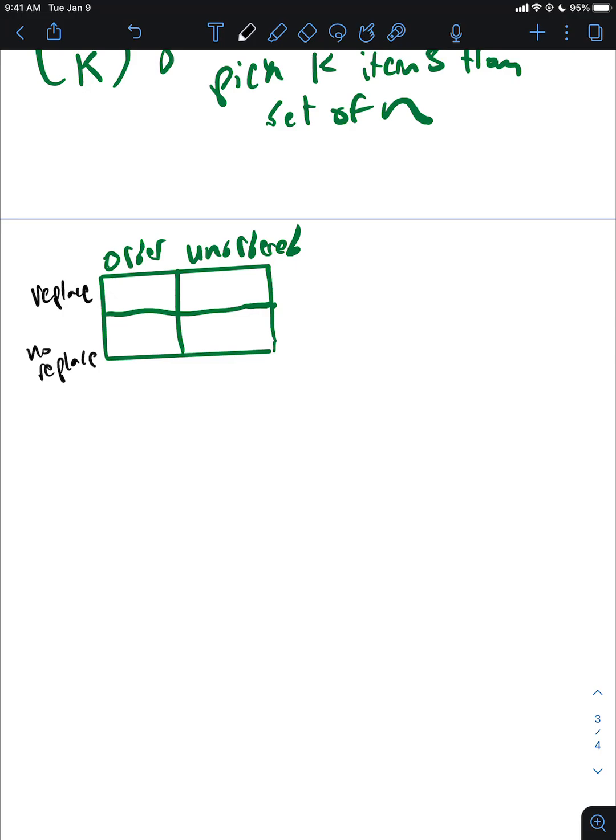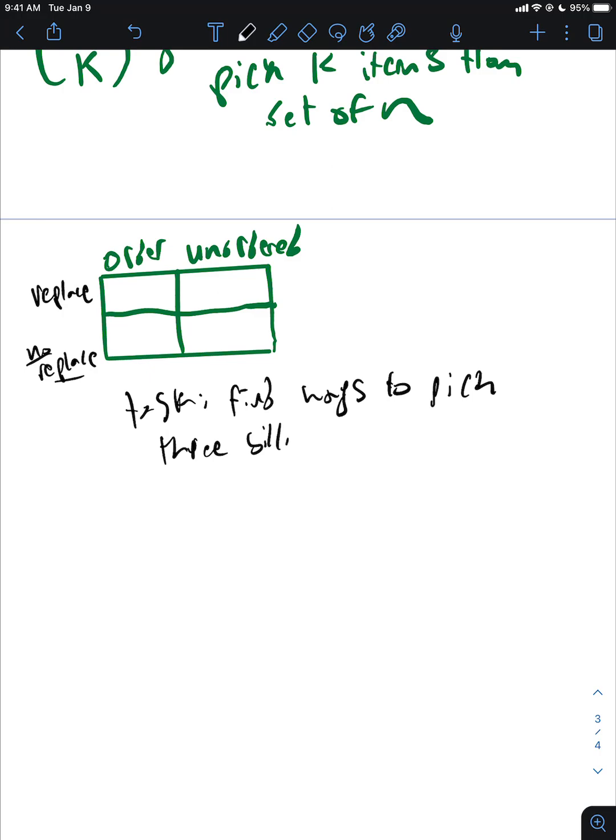What that means is that when you pick some items, do you put them back in the set to choose from, or do you not? So let's think about a classic example. We're just going to focus on no replacement, since that's often more useful for a lot of applications. So what would it mean to find the number of ways to pick 3 billiard balls from a set of 16? I think there are actually 16.